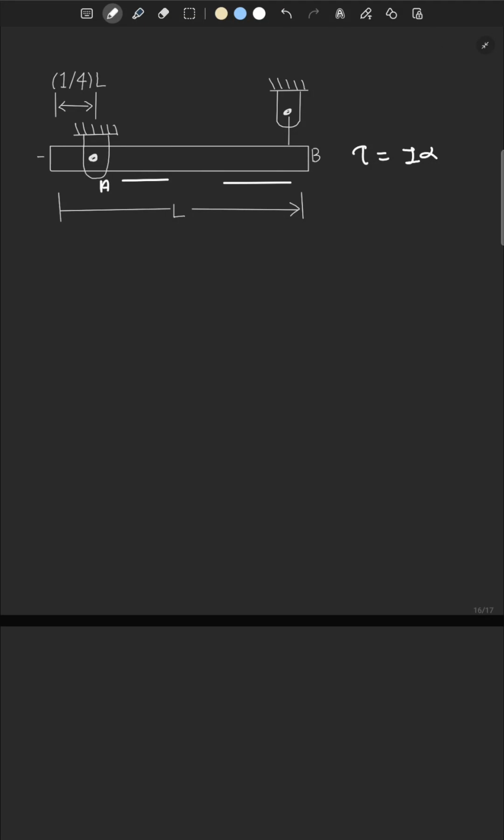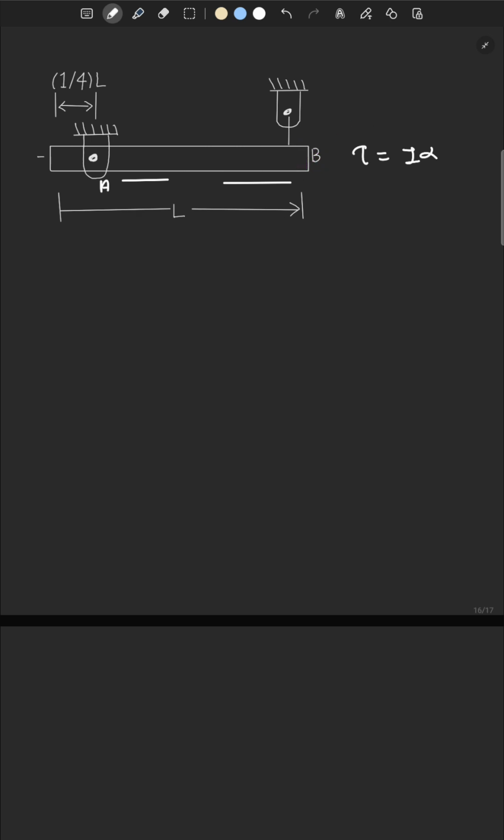So this is the arrangement. There is a rod which is hinged at point A, and L by 4 length is on the left side and the rest of the length on the right side of this point A. And here also, with the help of a string, we have attached it to the ceiling.